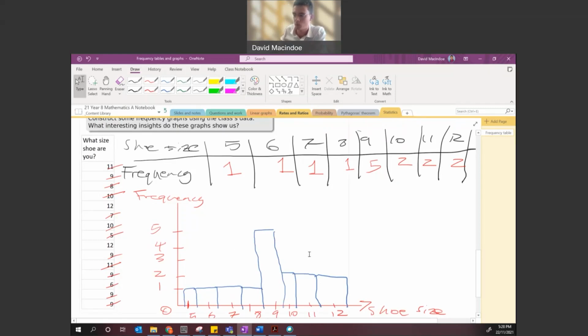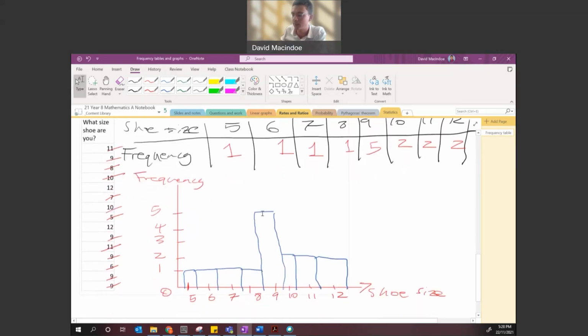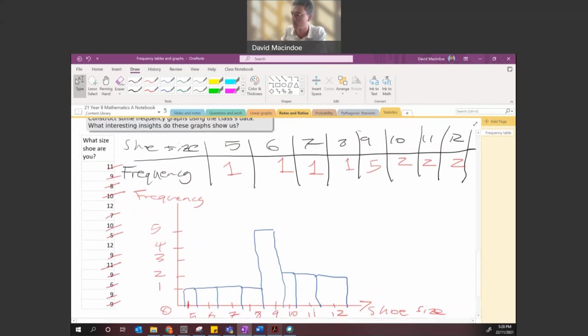So yeah, we could notice some things, any interesting insights. Well, it looks like the people with shoe size 9 can swap shoes with each other the most in our class. That could be an interesting insight for us.